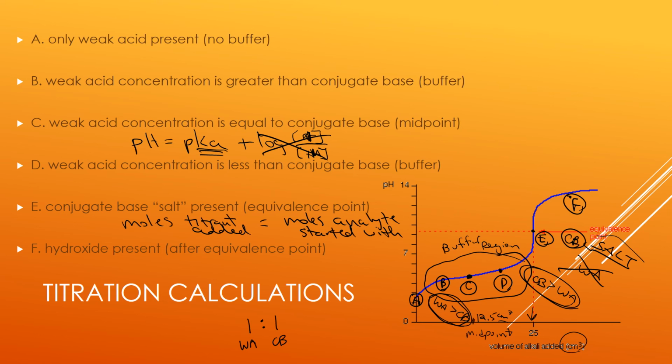If I've gone beyond the equivalence point, now I have OH- ions that are free floating around in there. Not only do I have the OH-, but I still have the conjugate base that I created at my equivalence point. So to figure out the pH there, I'm going to basically do a limiting reactant problem to solve for how much of this OH- I have, and then plug it into my pOH formula.